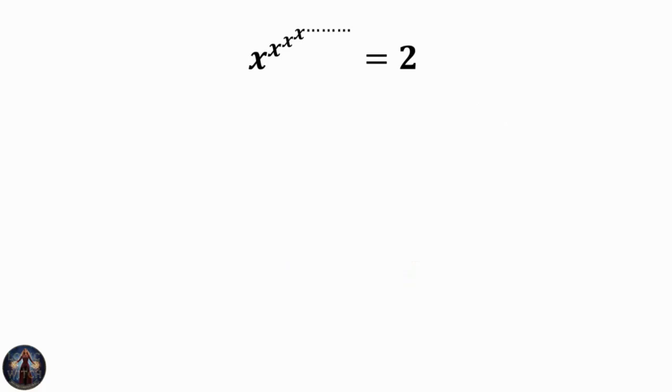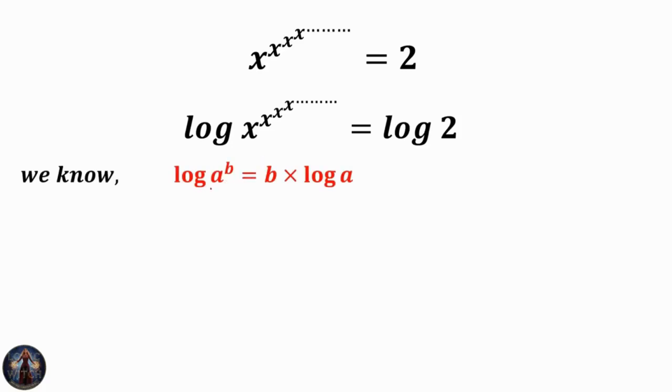We have this equation, and now if I put log on both sides, my equation will look like this. Now we have this identity which says if we have log a raised to the power b, then this can be rewritten as b times log a. Using this identity, I can rewrite an expression for this. So I'll get this expression.